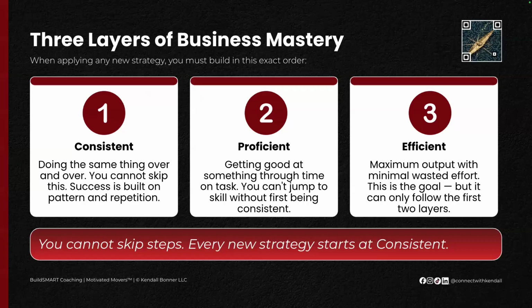Layer number two is proficient. Once you get consistent, you can start to get good at something, right? Skill follows repetition. You cannot get good here without building consistency first. And then layer number three is efficiency. This is always my goal, right? Maximum output with minimum wasted effort. That's my goal. It's probably yours too, but it only follows the first two layers. Every new strategy you implement starts at consistent, not efficient. You cannot skip steps.